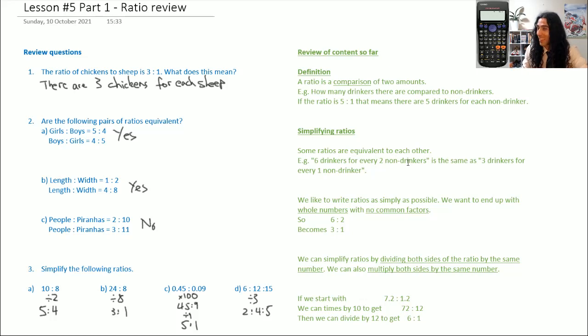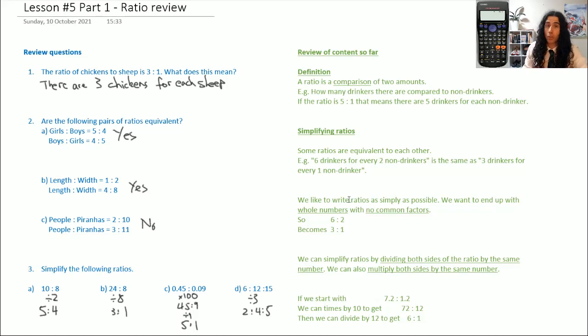6 to 2 is the same as 3 to 1. If you're in the room, those ratios mean the same thing. And we prefer to write them as simply as possible. That means we want whole numbers, no common factors. So if I had like 20 to 10, I'd prefer to write that as 2 to 1. 10 goes into both of them. And then I just gave an example there.